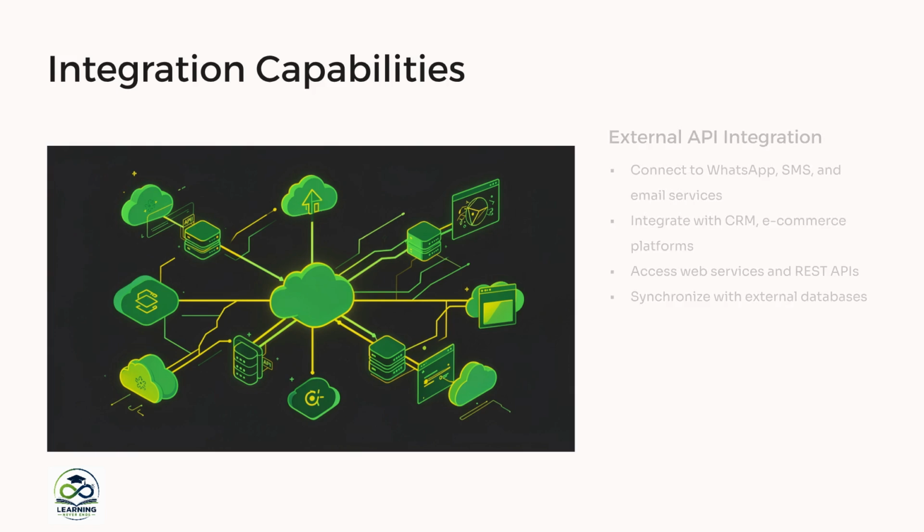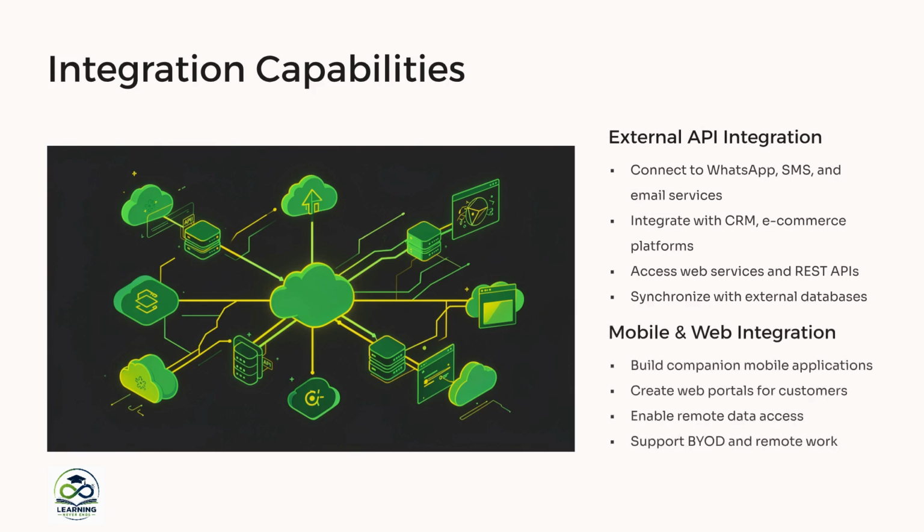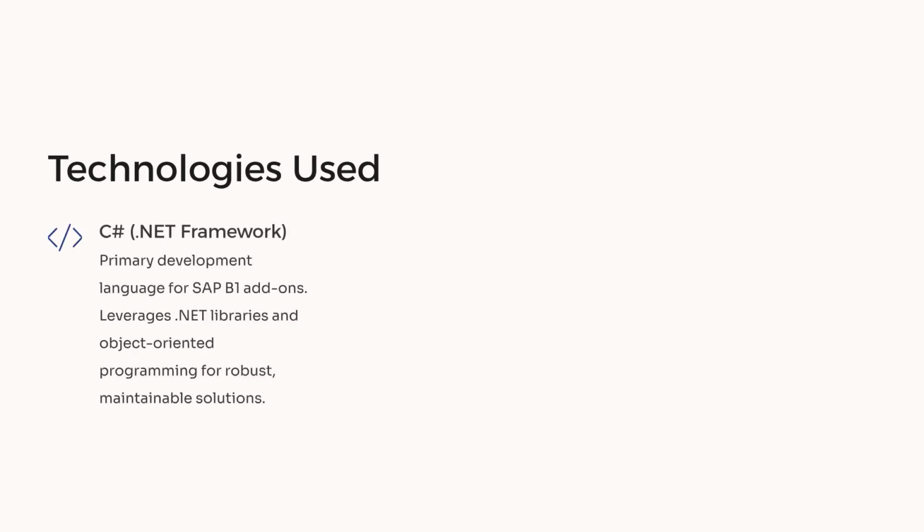Integration capabilities include external API integration, allowing connection to services like WhatsApp and CRM platforms. Additionally, it supports mobile and web integration for building companion mobile apps and customer web portals, and enabling remote data access. Key technologies used include C# with the .NET framework as the primary development language.